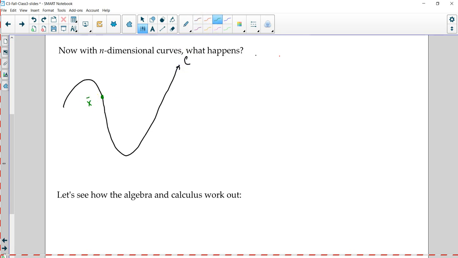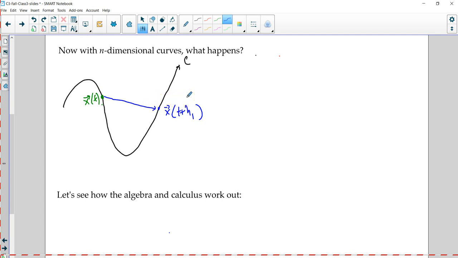And I'm going to call this point x of t. All right, and then I'm going to look a little bit later on the curve at another point called x of t plus h1. Okay, and again, I can construct now not necessarily a secant line, but I can construct a vector between the 2 points since I'm in n dimensions.